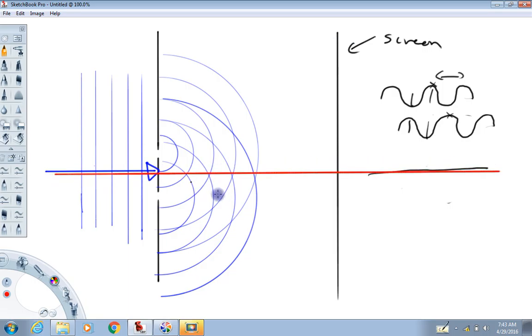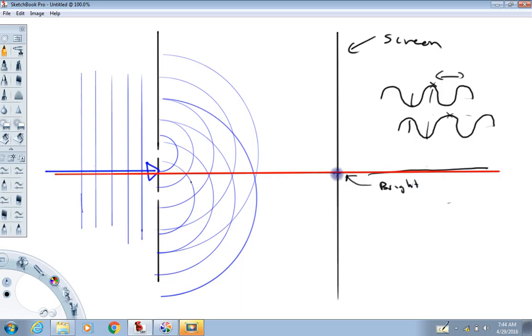All right. So an important point here is the distance from this opening to this point and the distance from this opening to this point on the screen is exactly the same. So we would expect the light to reach that point in phase, the two separate wave sources. Therefore, we would expect a bright spot here. So, right there, bright in the middle.